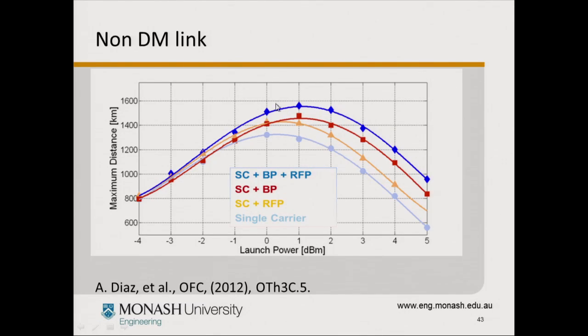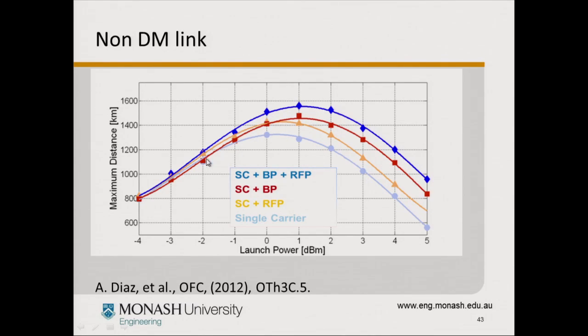And this is for a dispersion unmanaged link. These results were done at Nokia Siemens Networks. So you can see the power curve here. It shows a similar thing, where, since these are not dispersion managed, the self-phase modulation technique was changed to a multi-step inverse fiber model, or digital backpropagation.